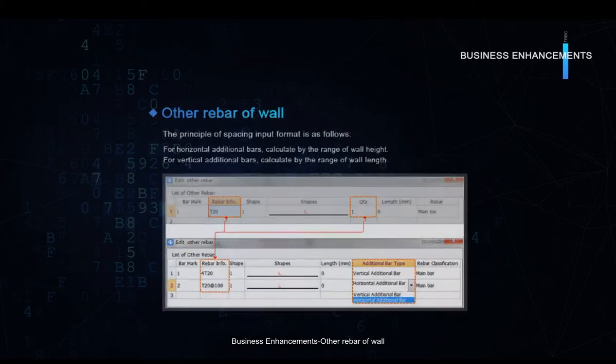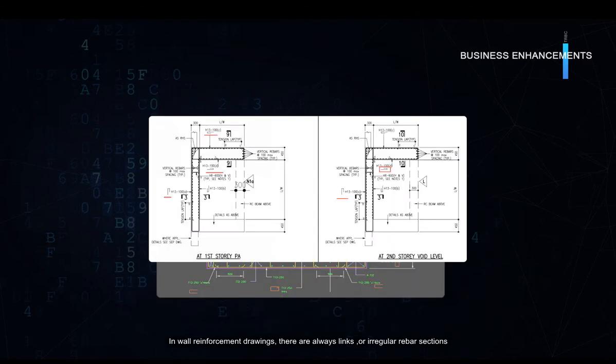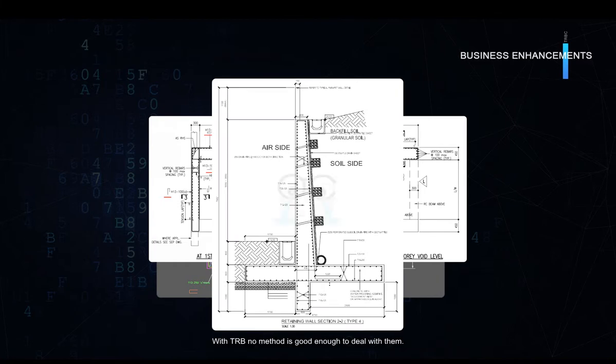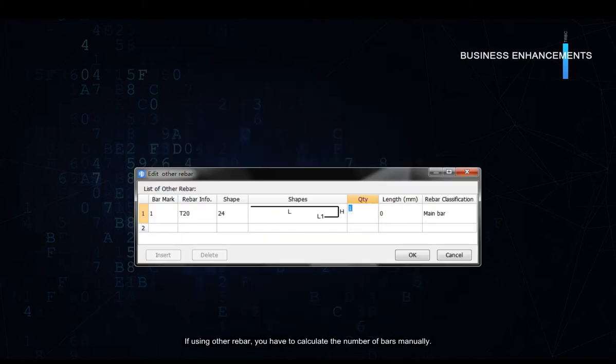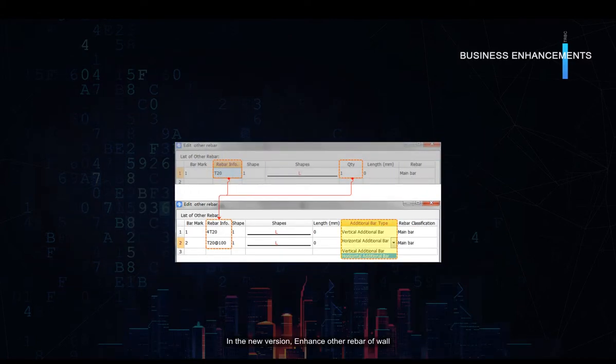Business enhancements, other rebar of wall. In wall reinforcement drawings, there are always links or irregular rebar sections. With TRB, no method is good enough to deal with them. If using wall column, the calculation of vertical bars will be affected. If using other rebar, you have to calculate the number of bars manually. There is no way to calculate that by wall height or wall length automatically. In the new version, enhance other rebar of wall.